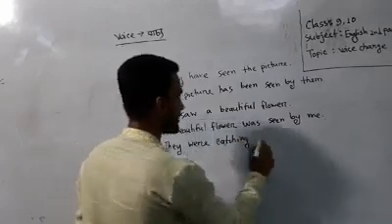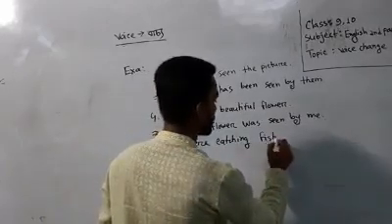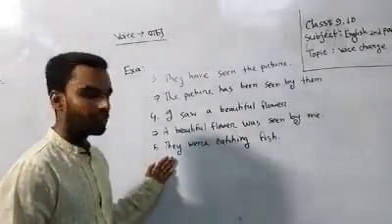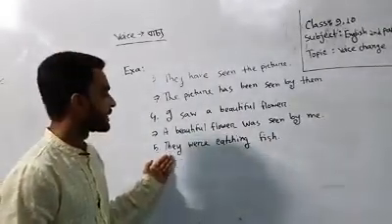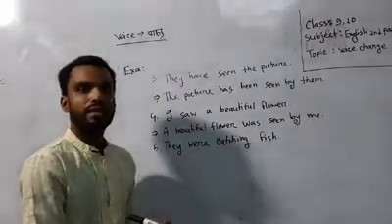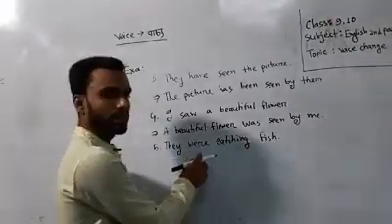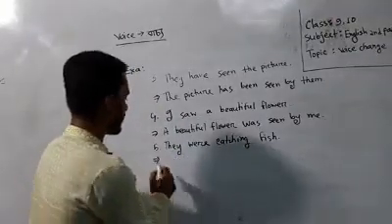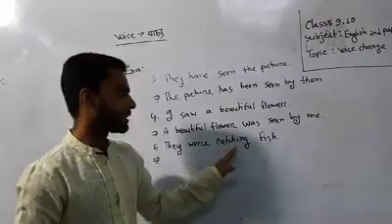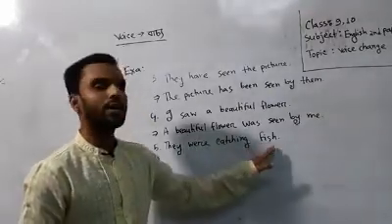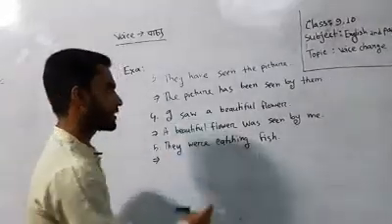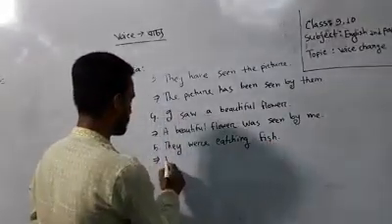They were catching fish. Look at this sentence, my dear students. I write down on board. The sentence is they were catching fish. It is past continuous tense. Here they is the subject, were is an auxiliary verb, catching is the principal verb, and fish is the object. So when you change the voice, at first you have to add fish.